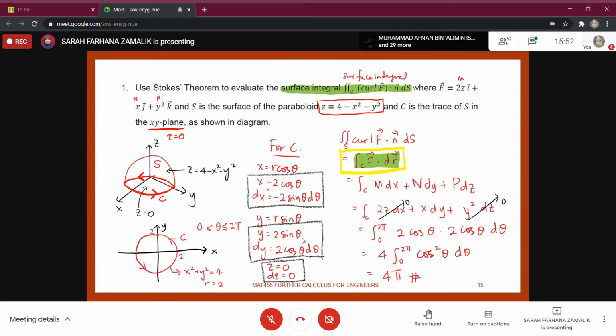So that later when you differentiate with respect to x and y, everything you get is theta with respect to theta. That's why r has to be substituted in advance, because this is a single integral. We want to evaluate only one variable, which is theta. So r is 2, so just substitute x equals 2 cos theta, y equals 2 sin theta. After that, differentiate, because we want to find the line integral.